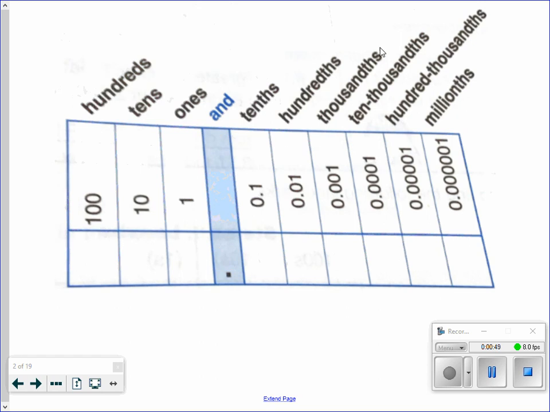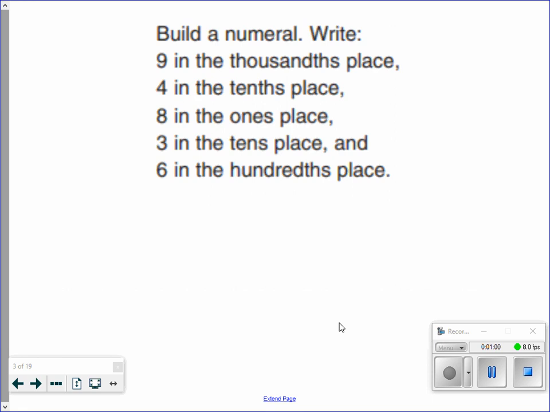Then you have the hundredths, thousandths. Then you have 10,000ths, 100,000ths. Then you have the millionths, 10 millionths, 100 millionths. It's going to be some tongue twisters today. It's a lot of fun. Let's keep going. So we're going to build a new numeral. Let's take a look. You're going to see some stuff like this in your assignment today.